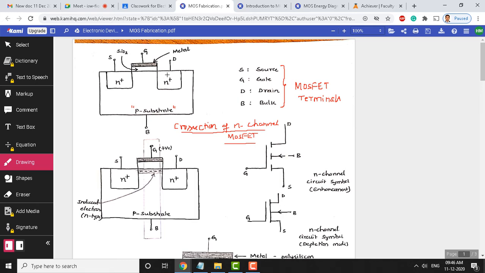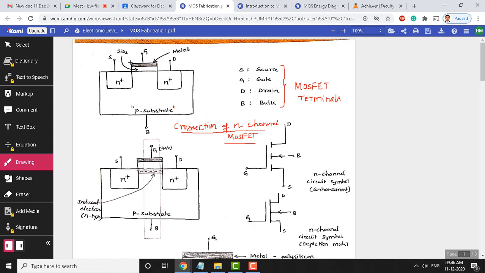This is not like BJT. In BJT, emitter is heavily doped, collector is moderately doped, whereas in case of MOSFET, source and drain are equally doped and they are heavily doped, of course. Okay. So, that is the difference between BJT and MOSFET.